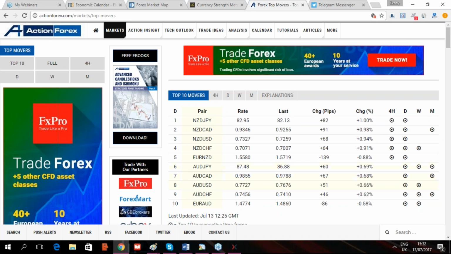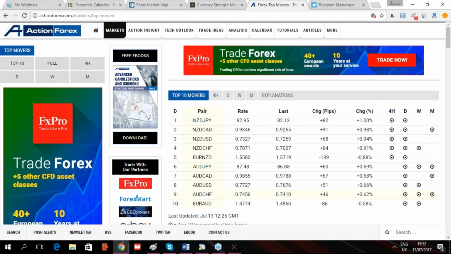CAD here, you've got CAD here as well. You've got some AUD, loads of AUDs. After the NZD, the bottom ones are all AUDs, but they are actually buying. Again, they are buying all the AUDs. So you want to pay attention to the AUD as well.